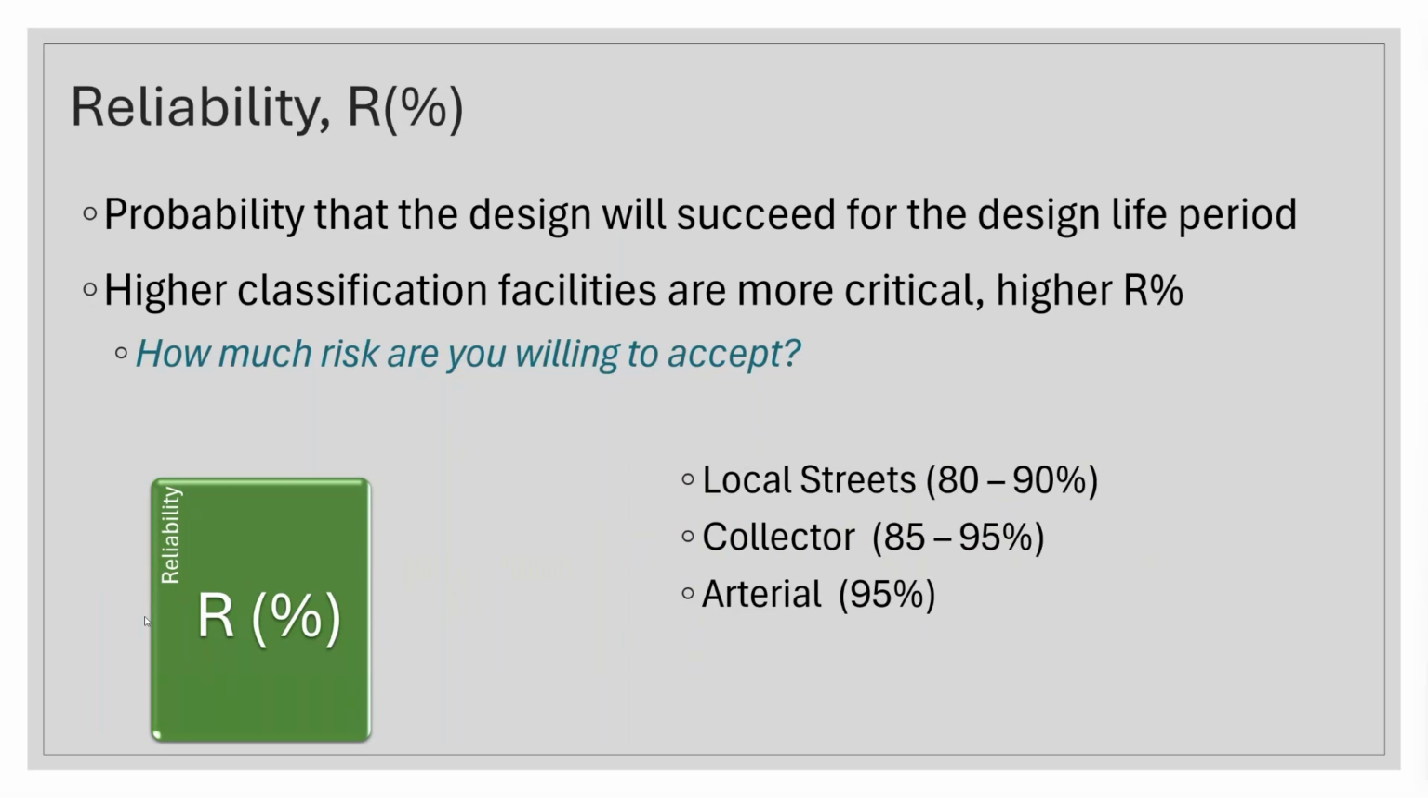So those local roadways, maybe 80 or 90%. Collectors are the ones that get people from their houses or their businesses to those main thoroughfares. Those are the collectors. 85 to 95% is typical. So it's basically saying how much risk are you willing to accept that something could possibly go wrong. So arterial 95% means a 5% chance that something is not designed quite right.